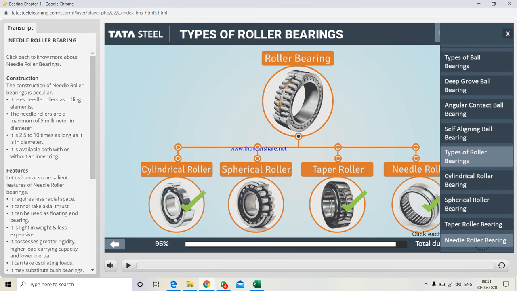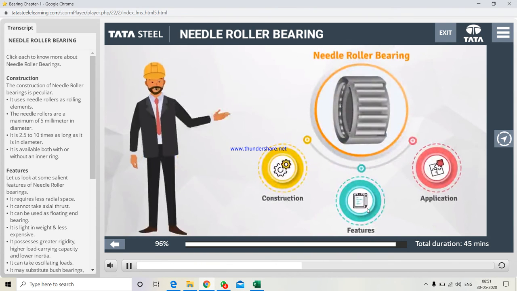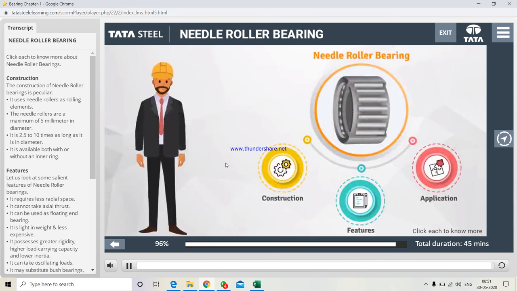Click to know more about needle roller bearings.